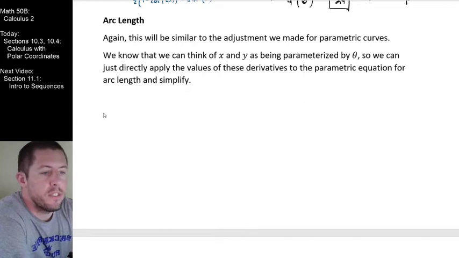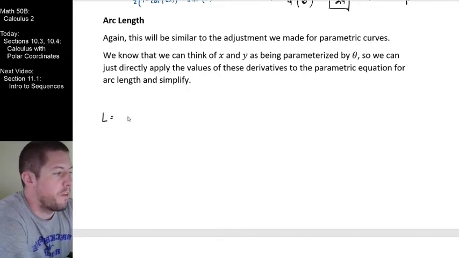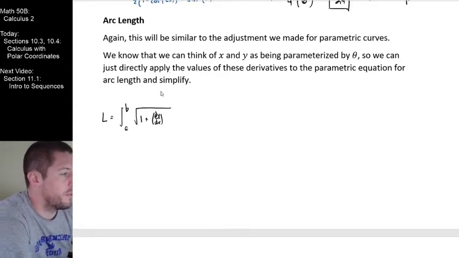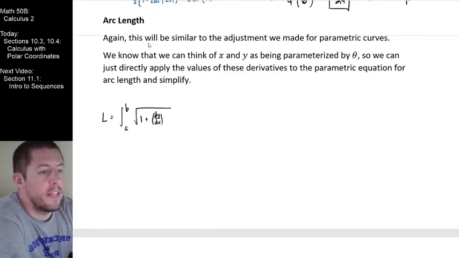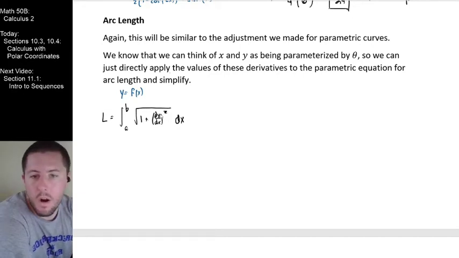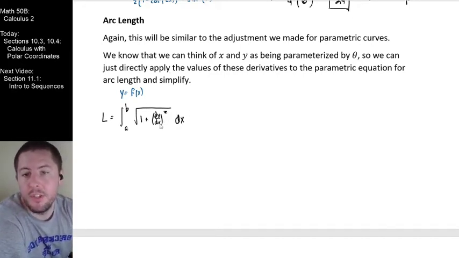When we first did arc length, we came up with a formula for arc length that looked like the integral from a to b of the square root of 1 plus dy dx squared. That was in the case that we had our y equals f of x, before we even got to parametric stuff. Or alternatively, if we wanted a dy integral, we would just flip this derivative.